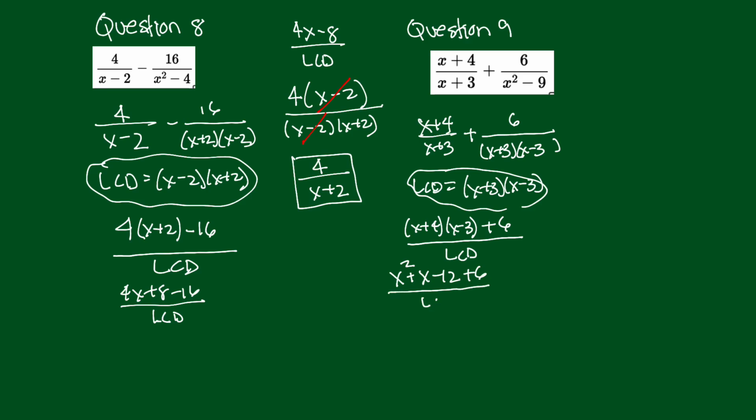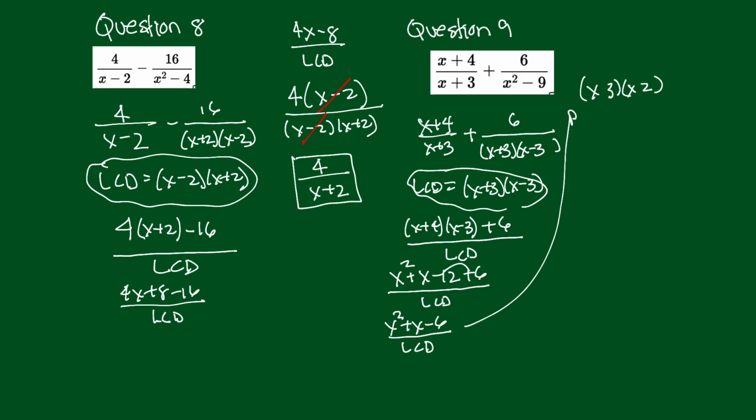Write the LCD. I'm going to keep writing LCD until I can't do anything more to the top. Now, add negative 12 and 6. So we'll get x squared plus x minus 6 all over LCD. I'm going to write LCD because I think I can factor this. Matter of fact, I'll do this up here. So what are we going to get here if we factor? How about x and x? Now the 6, a 6 and a 1, I can't get a 1 out of that. But 3 and 2, I can. So let's use a 3 and a 2.